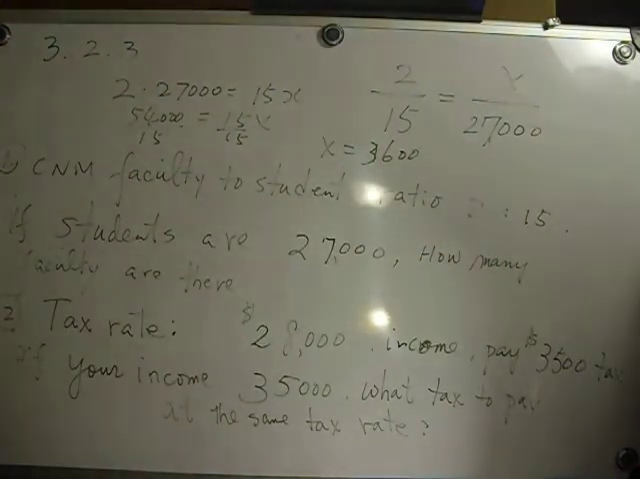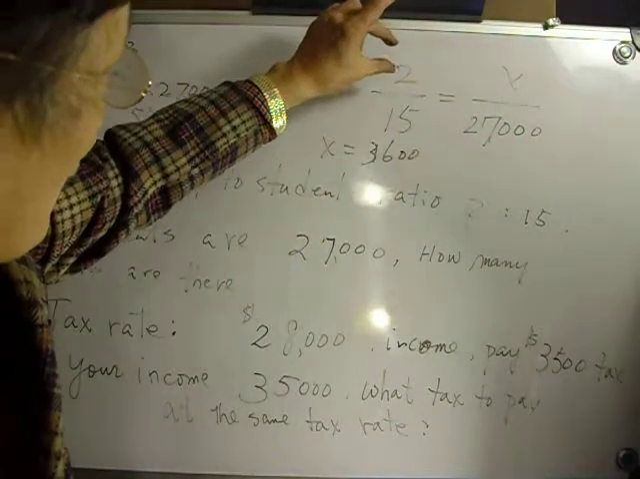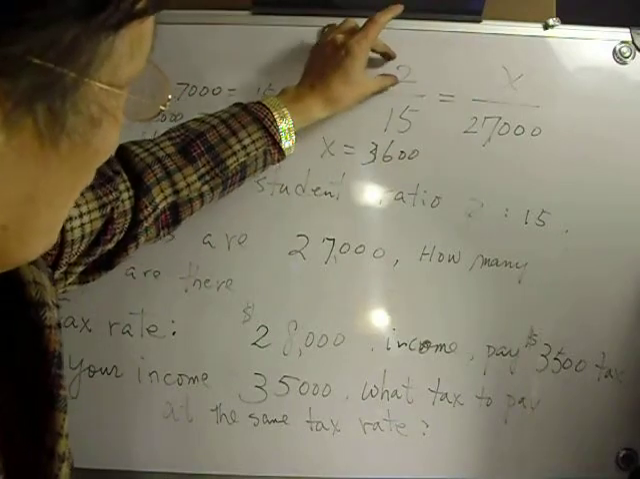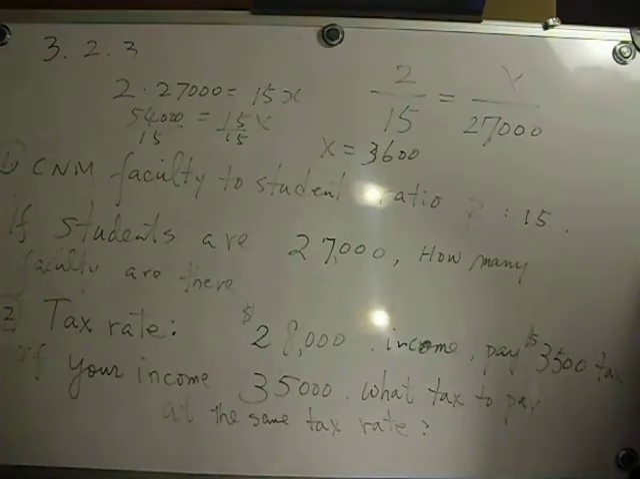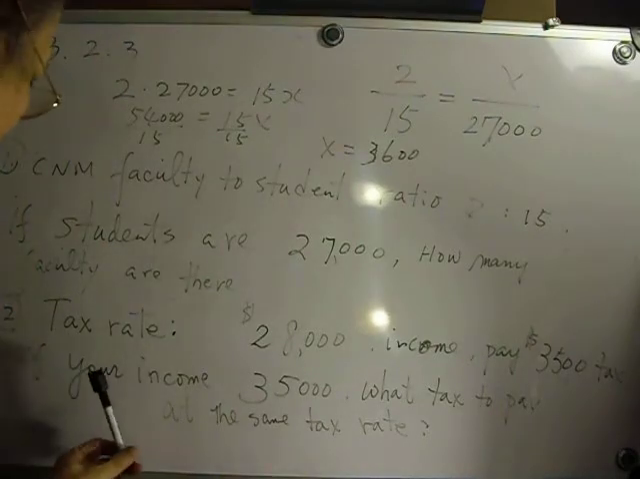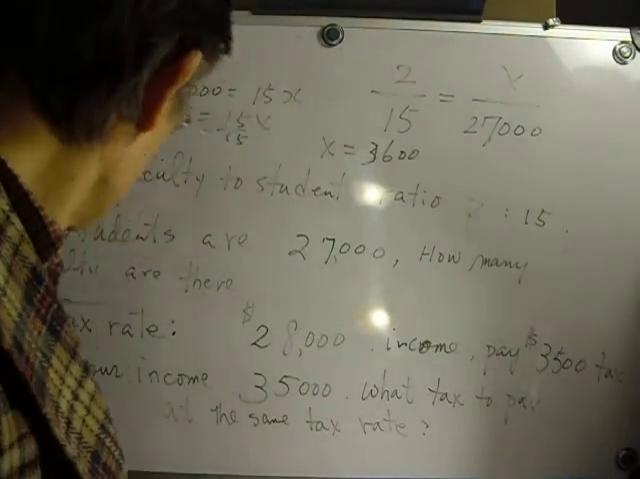Okay, this is a typical proportion problem. Very straightforward. All you need to do is put the student, faculty, student, faculty, student. Okay. Next example, again, I made it up myself.